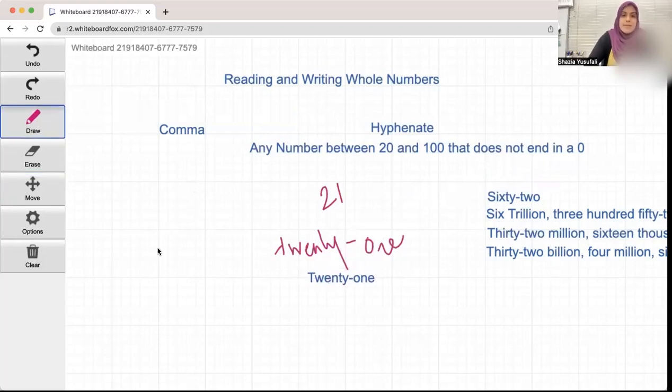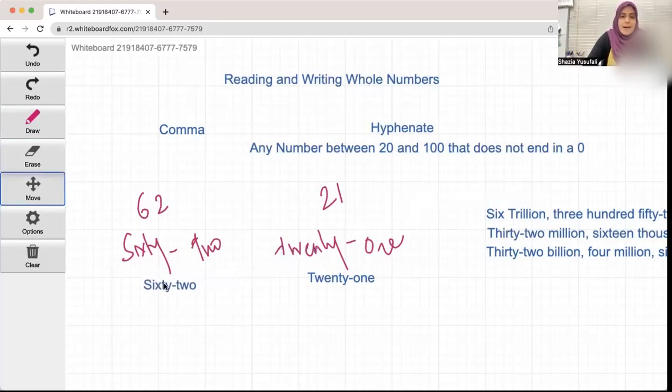If I were to write the number 62, how do I write this? Easy peasy. Sixty-two, right? Again, I know I don't have the world's greatest handwriting. I have it written out for you, sixty-two. This is called a hyphen. So you have to hyphenate anything that is between the numbers 0 and 100 which does not end in a 0.